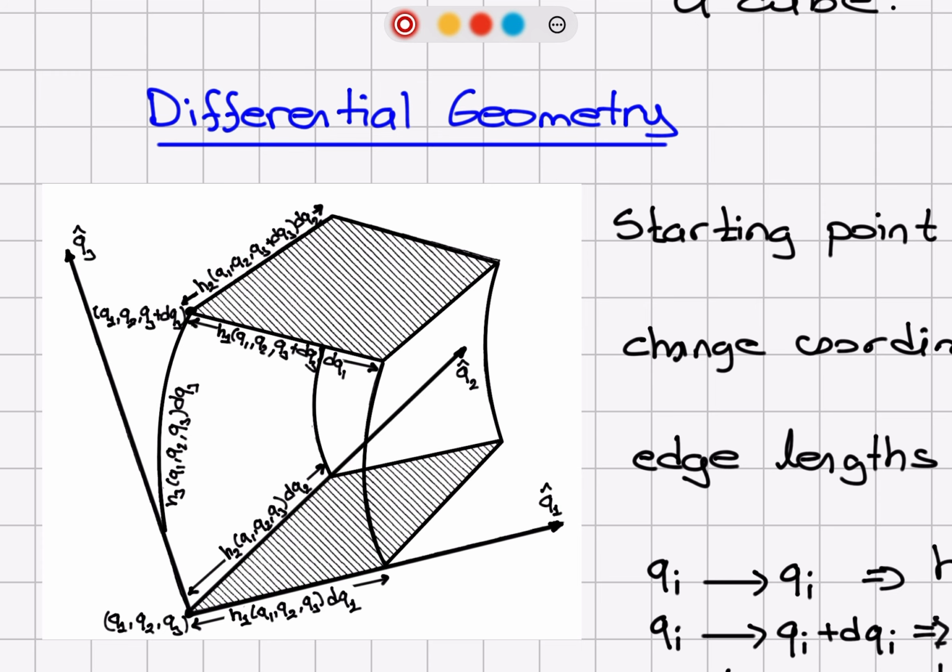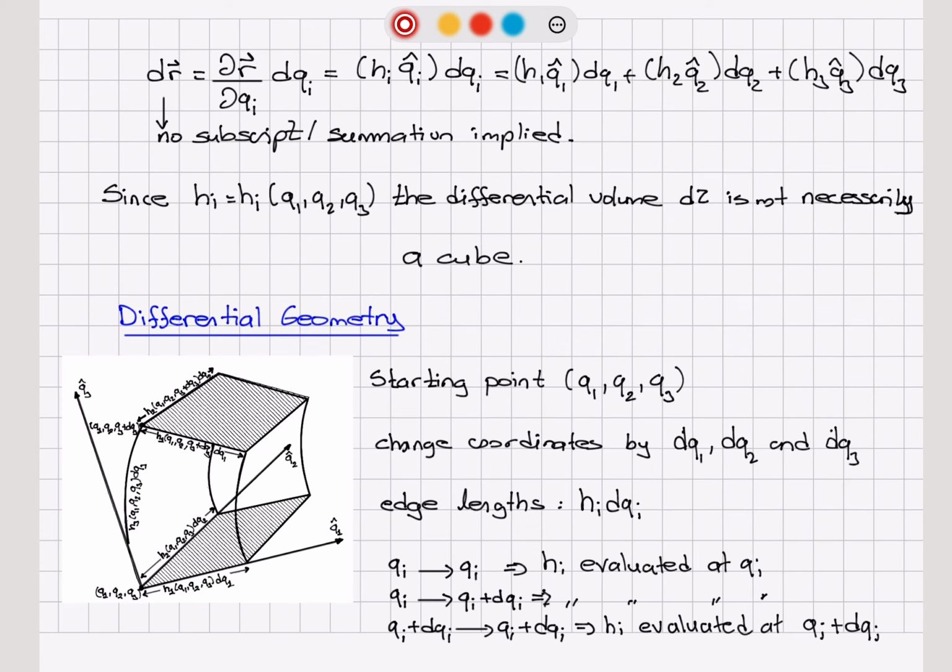Differential volume is h1 dq1, h2 dq2, h3 dq3. So this is approximately a cube. And for the differential area, I have h1 dq1, h2 dq2, but the vector should be pointing outside in the minus q3 hat direction, and the scale factors are evaluated at q1, q2, q3. For the top surface, I have h1 dq1, h2 dq2 area, but the scale factors are evaluated at q1, q2, q3 plus dq3, and the vector has to be pointing normal to the surface. It's in the q3 hat direction, so I don't need the minus sign.